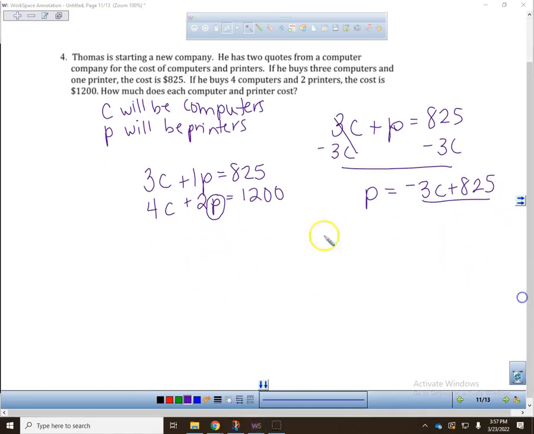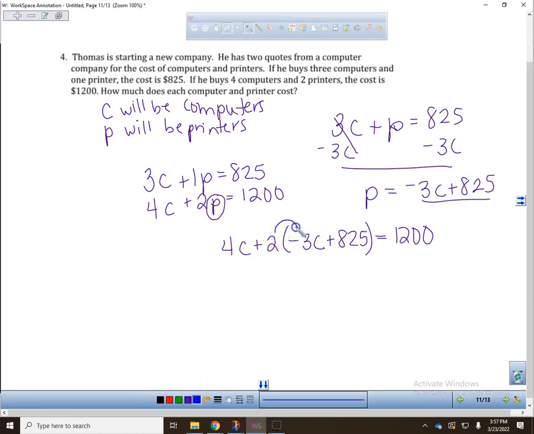So let's do that. So 4C plus 2 times (-3C plus 825) equals 1,200. So what did I just do? I took my first equation, solved for P. I know that P and negative 3C plus 825 are the same thing. So I'm taking that, substituting for P, and I'm dropping it right in place of my P in my other equation. Now I'm going to solve.